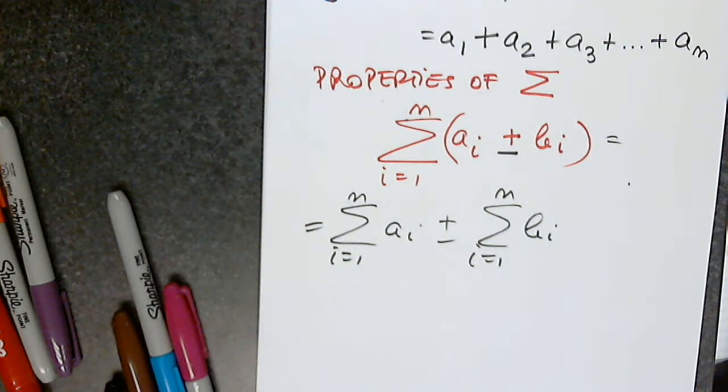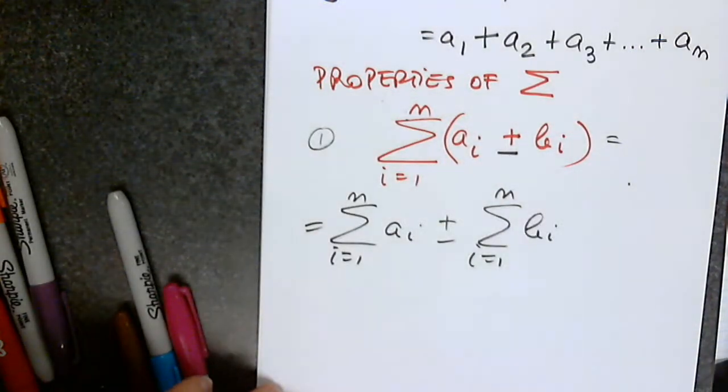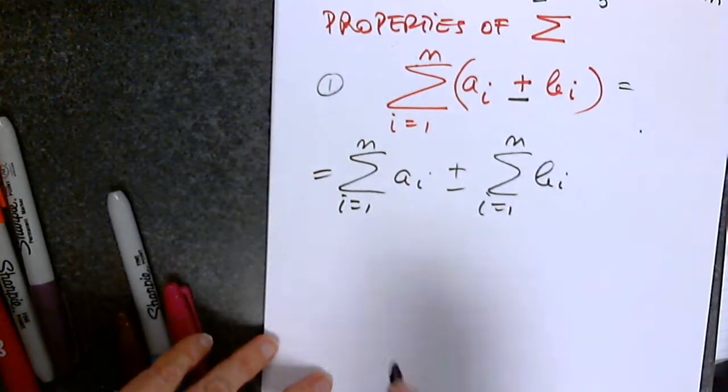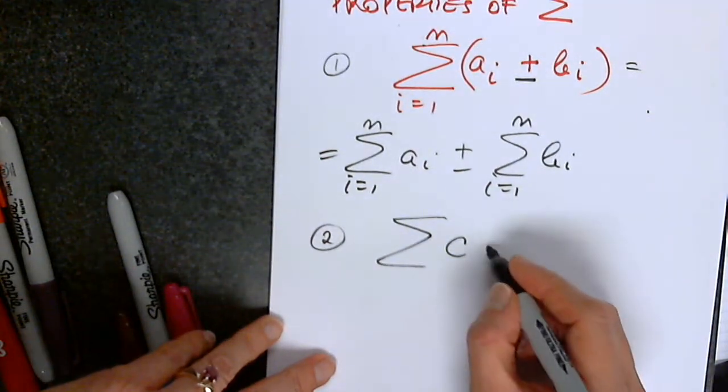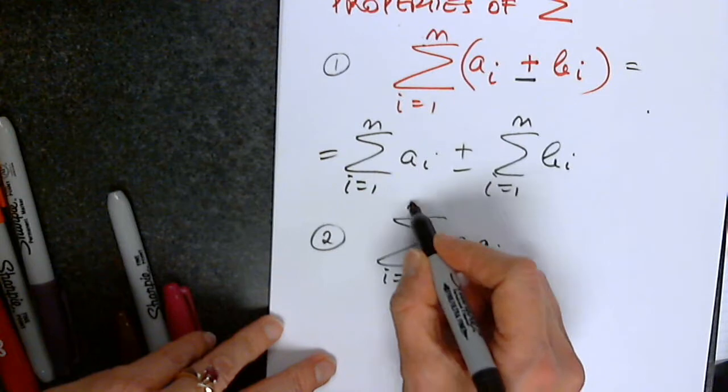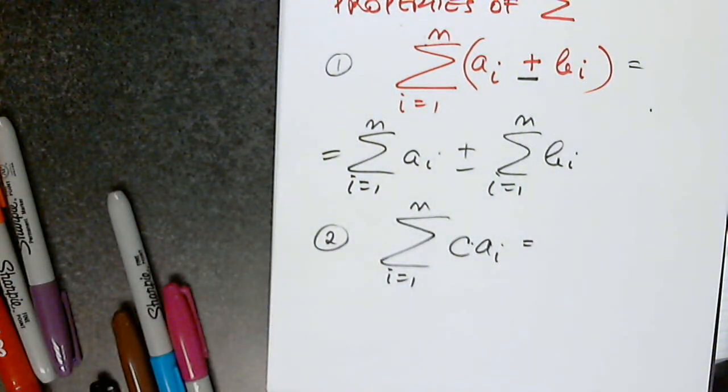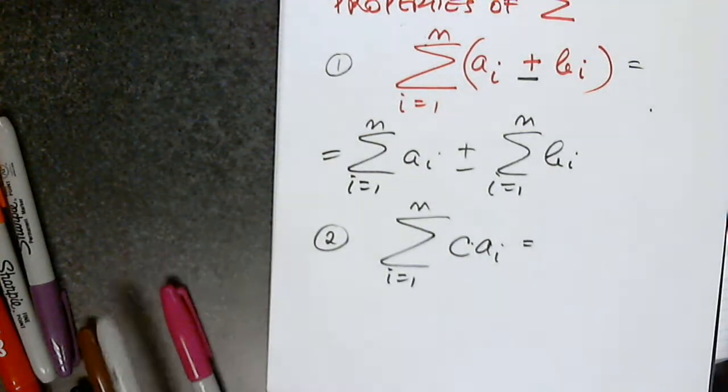In other words, it says that if I need to create the sum of 2 generic terms, I can determine the sum of one, I can determine the sum of the other, and then add them up. This is property number 1. You can consider it 2 properties, one for the sum and one for the difference. And the second one is when we have a constant, not depending on i, times ai from i equals 1 through n. What do you think this means? It means c times a1 plus c times a2 plus c times a3 plus dot, dot, dot, and plus c times an.